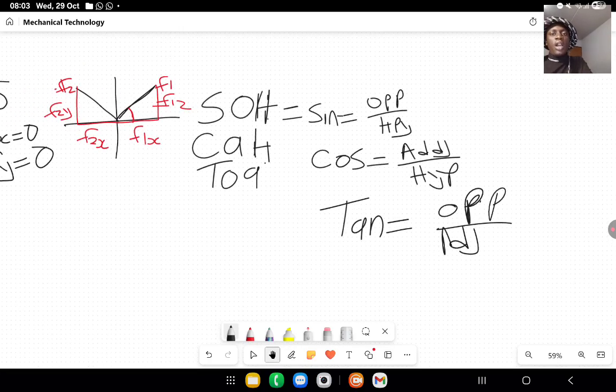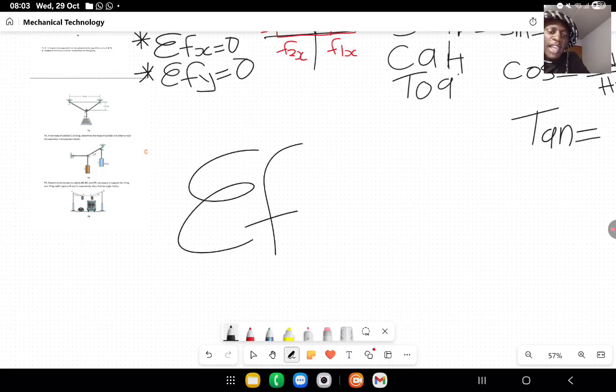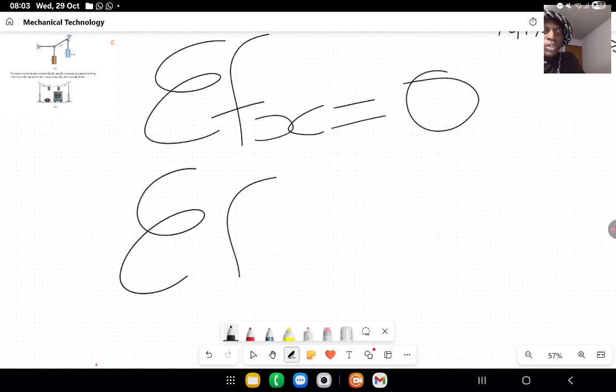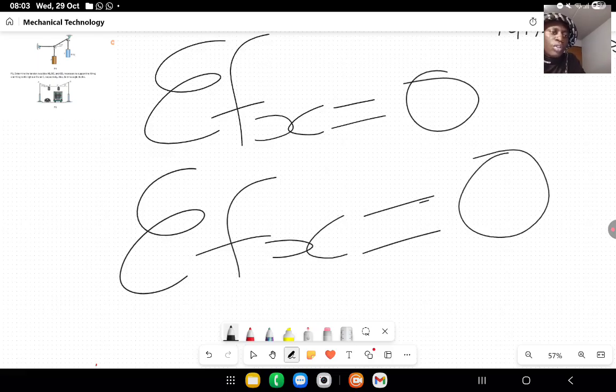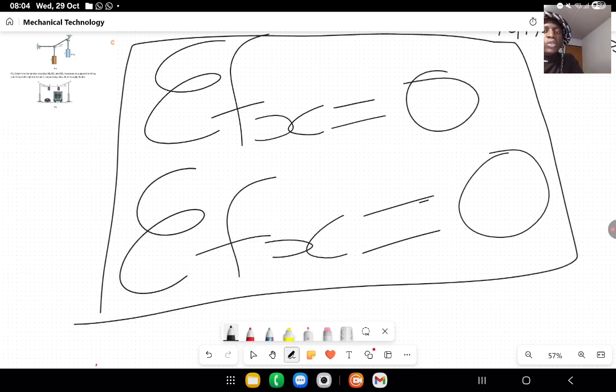Okay, now we talk about this. What we have to know is that the sum of forces at x must always be equal to 0. The sum of horizontal forces must equal 0, and even the vertical forces must equal 0. This is the condition for equilibrium, to balance. That's why they say equilibrium.